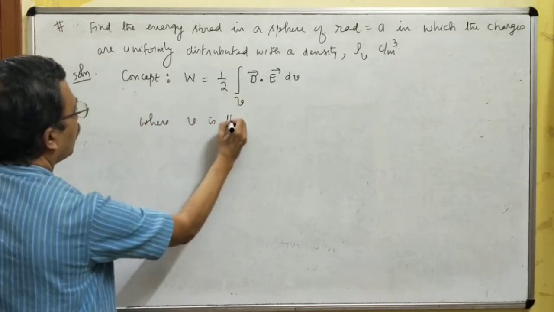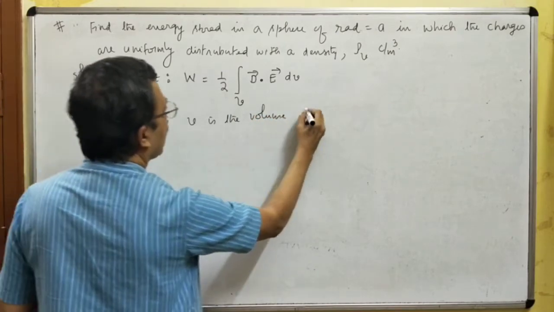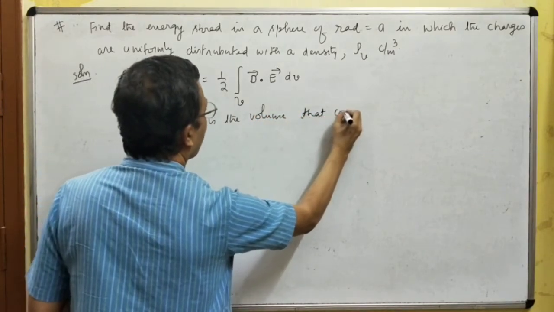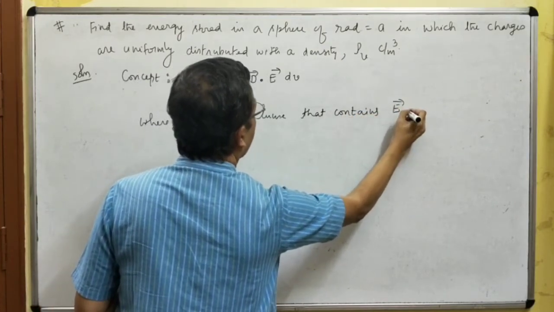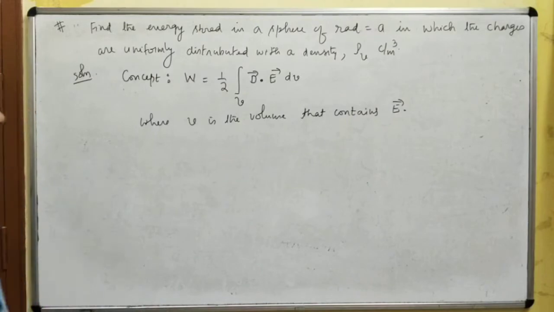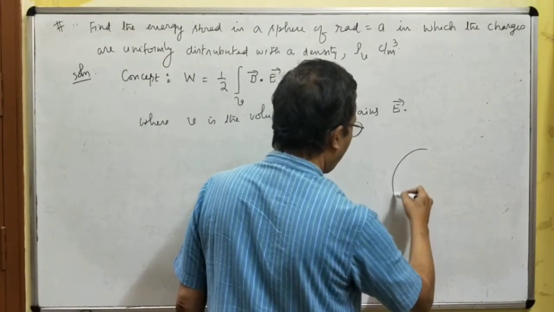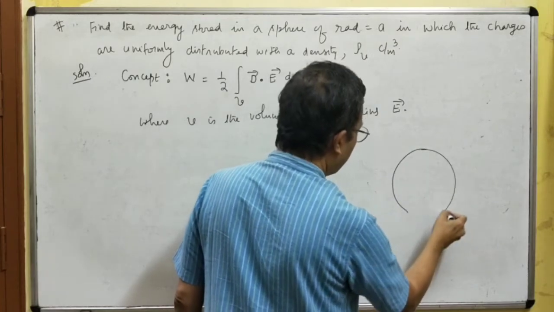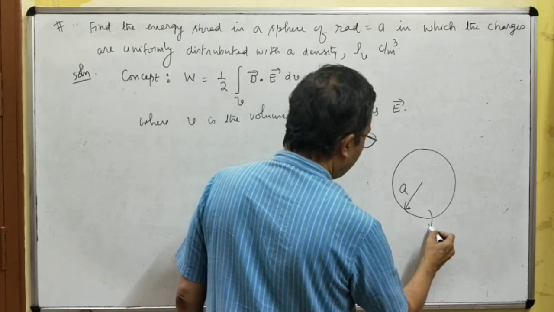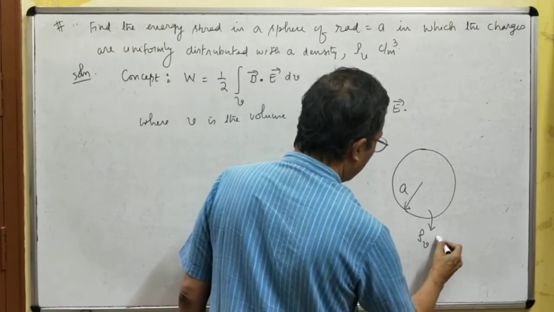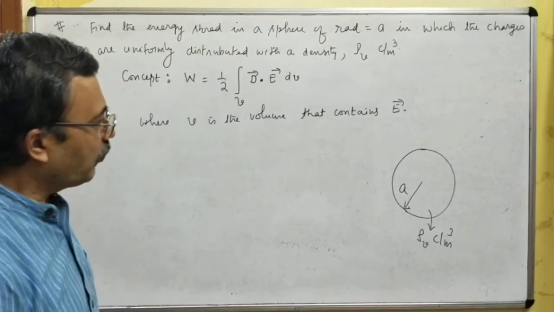V is the volume that contains electric field intensity, that contains vector E. Now I'll take a sphere of radius equal to a. Charges are uniformly distributed inside the sphere with a density rho v coulombs per meter cube.